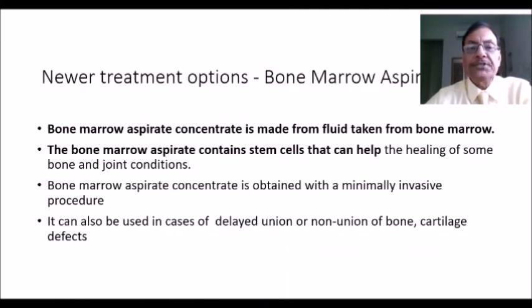What can be the newer treatment options? Can be bone aspiration. Bone marrow aspirate concentrate is made from fluid taken from bone marrow. And the bone marrow aspirate contains stem cells that can help the healing of some bone and joint conditions. And bone marrow aspirate concentrate is obtained with a minimally invasive procedure. Also, it is being used in delayed union or non-union, and sometimes in cartilage defects.